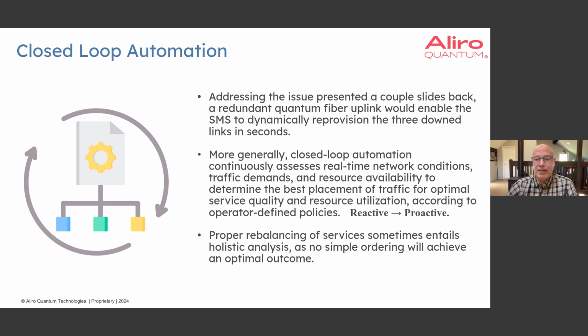Proper rebalancing of services sometimes entails holistic analysis, as no simple ordering will achieve the optimal outcome. By this, I mean, for instance, in the previous slide, I discussed how it would generate the placement of a link based on current network topology and available capacity. But the placement of those links would be sequenced in a certain order, and one order might present a more optimal, global outcome than a different order.